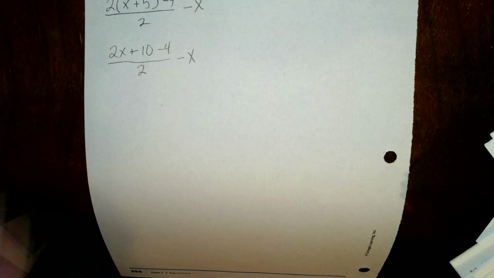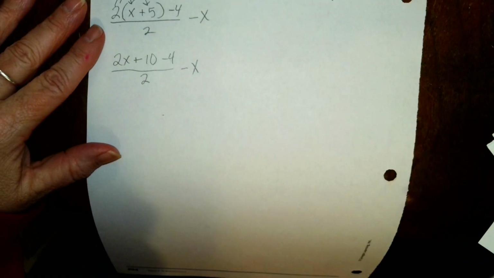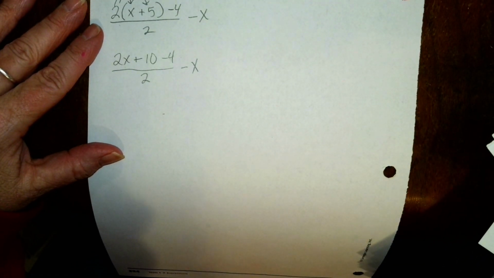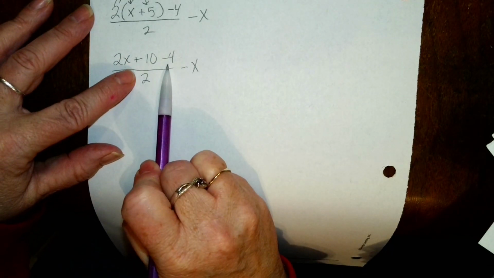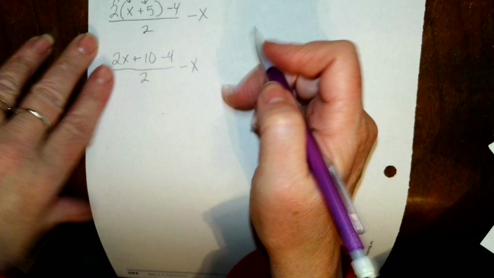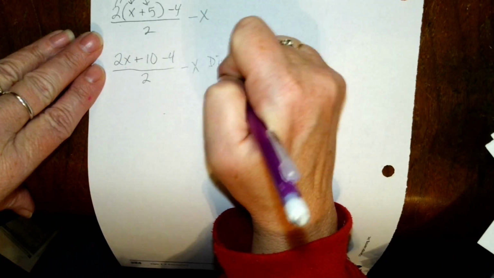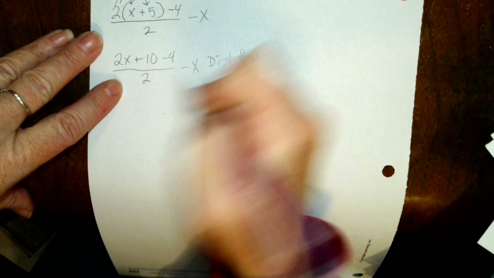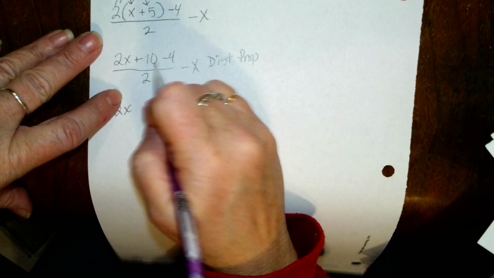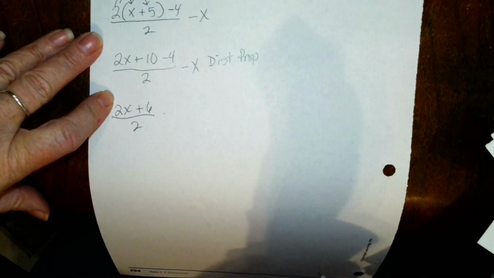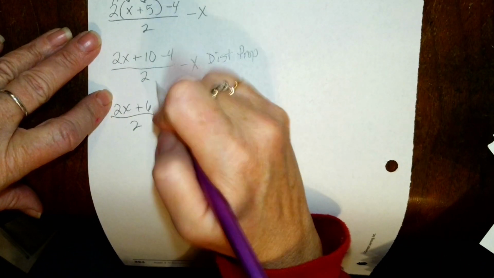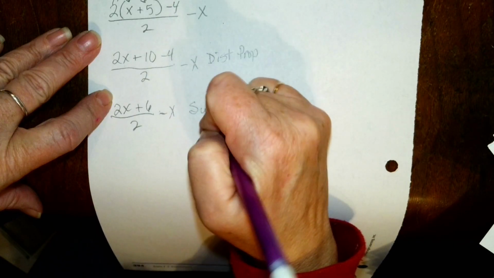Okay, so from there, what are we going to do? What would be next in simplifying this? Yes, so we could do 10 minus 4. So this is distributive property. And then we could do 2x, 10 minus 4 is 6. Still have that minus x, and that's just simply subtraction.